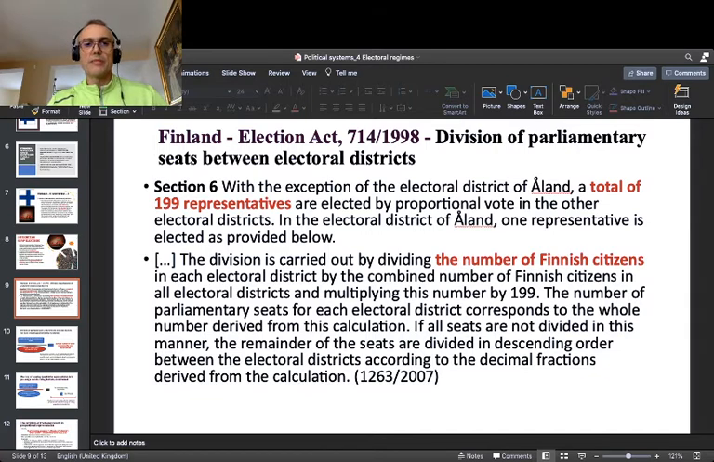The number of parliamentary seats for each electoral district corresponds to the whole number derived from this calculation. So, from that percentage of voting population times the number of seats, 199. If all seats are not divided in this manner, the remainder of the seats are divided in descending order between the electoral districts according to the decimal fractions derived from the calculation.